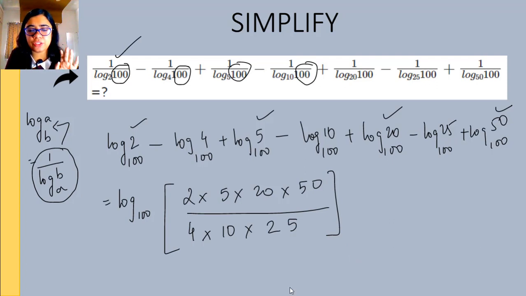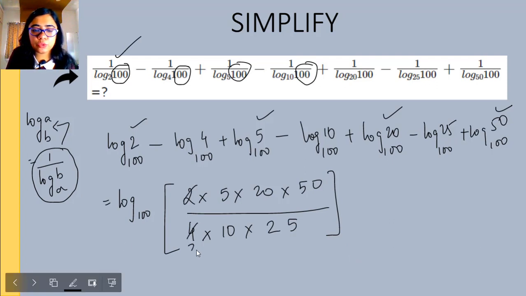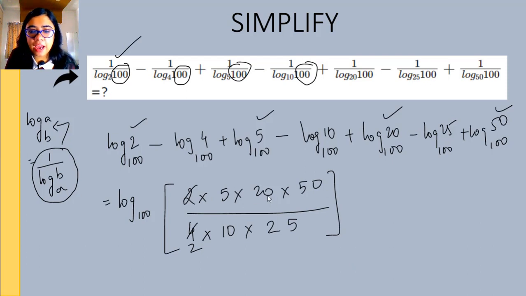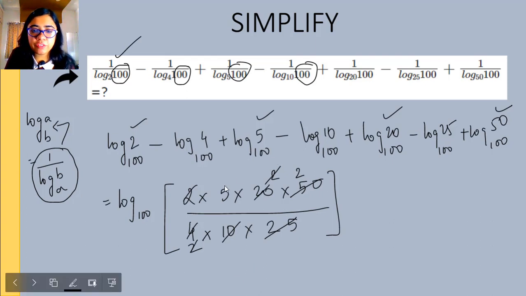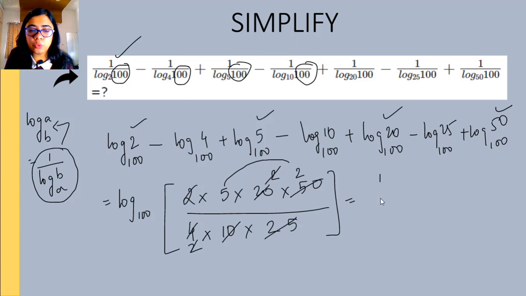Normal cancellation. 2 ones are 2, twos are 4. And what? 10 ones are 10, twos are 20. 2 twos will get cancelled. 25 ones are 25, twos are 50. What you are left with is 5 into 2, 10. So you have log 10 to the base 100 remaining.